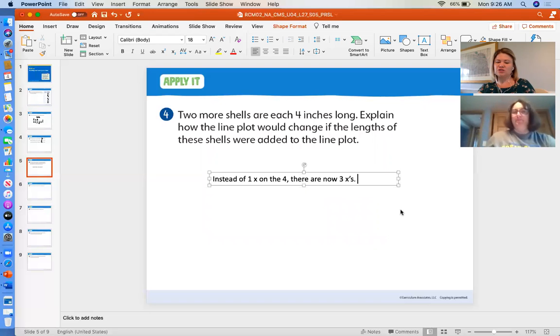And then if you were just using the information from the data, you would also be able to say that it also changed the most common, right? Kind of. Okay.